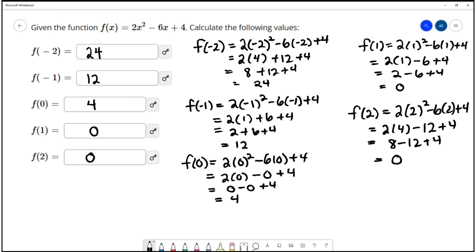Let me double check my math there. So we have 2 squared is 4. 4 times 2 is 8. 6 times 2 is 12. And 8 minus 12 is -4. Okay. So we did get f of 2 being 0 there.